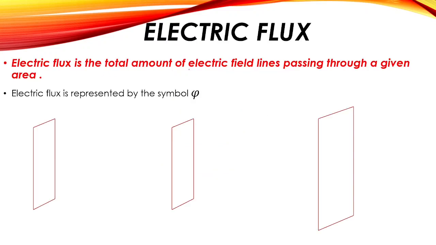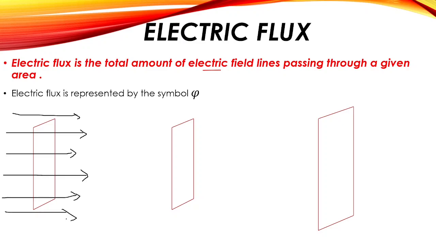Electric flux is the total amount of electric field lines passing through a given area. So this is the definition of electric flux. It is the number of electric field lines, or amount of electric field lines, passing through a given area. So let's consider an area like this. This is a rectangular shape and we are going to keep this in a uniform electric field. So let's draw a uniform electric field here. Yeah. So this is the uniform electric field. Uniform electric field means that everywhere the intensity of the electric field is the same.